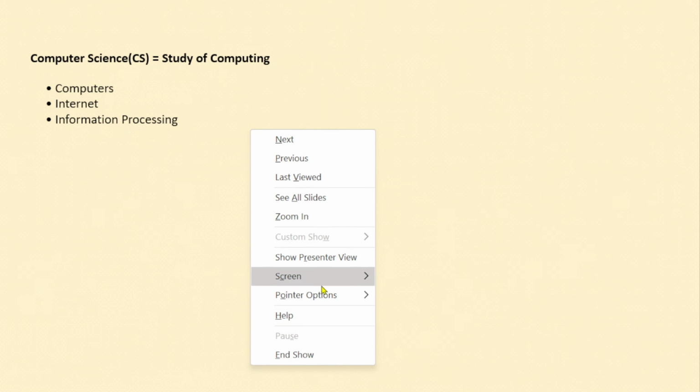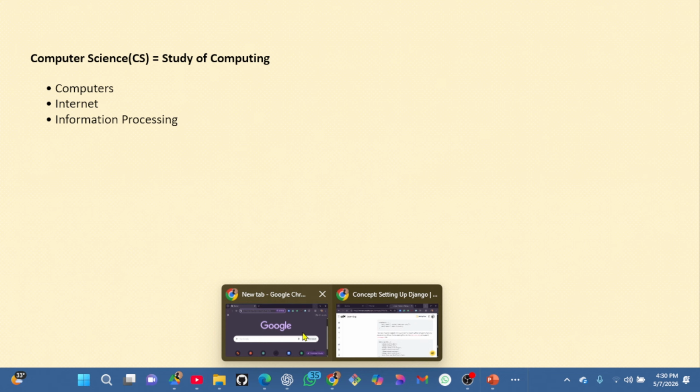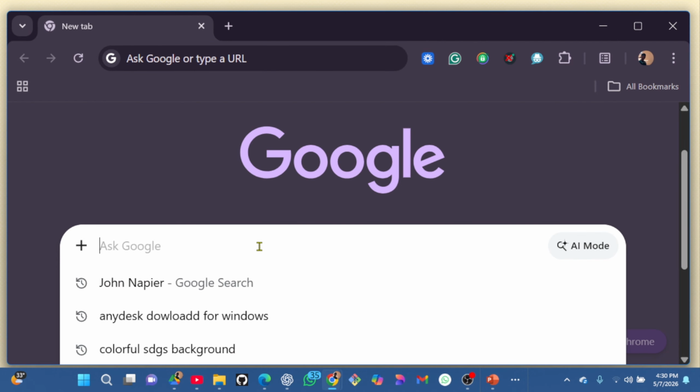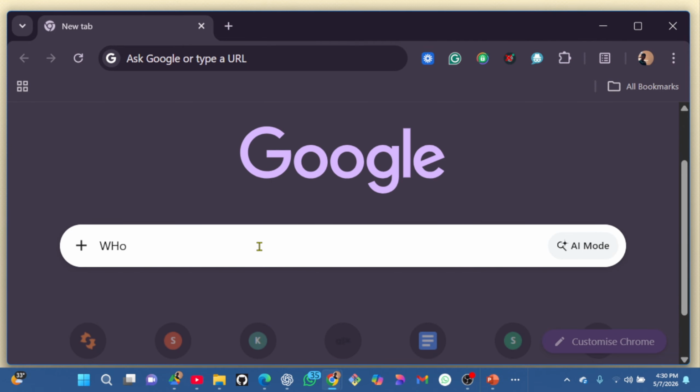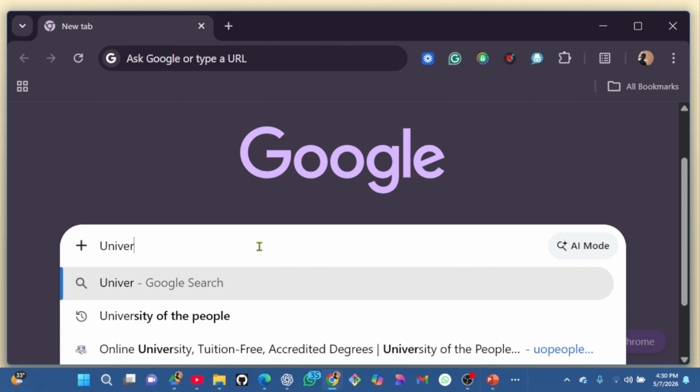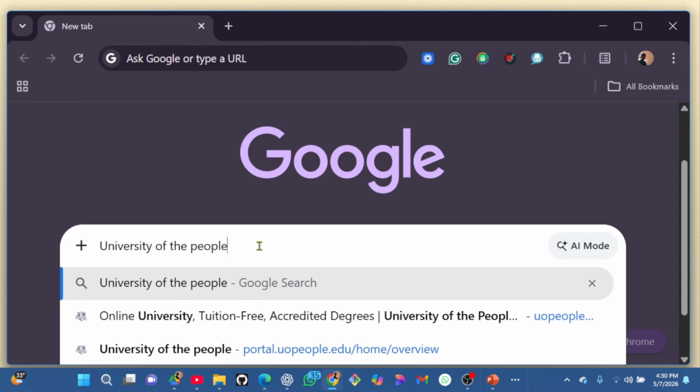So let's go to our browser and look into that. We open our browser, and we search, for example, let's say we search for University of the People. Then you click on enter.